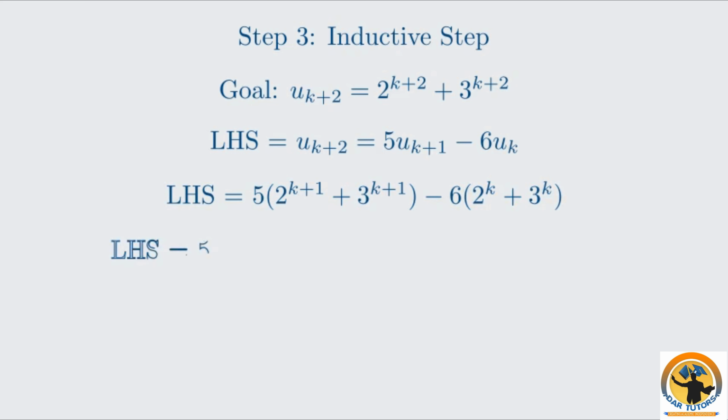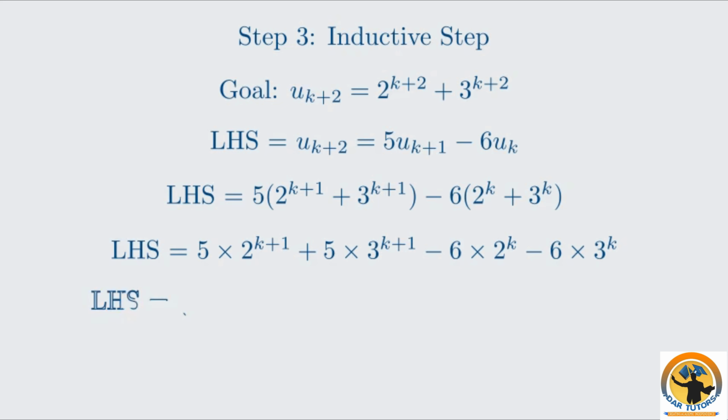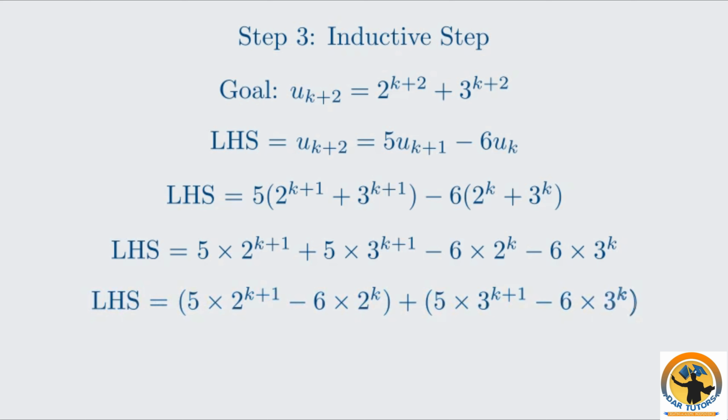Expanding the brackets gives us 5 times 2 to the k plus 1, plus 5 times 3 to the k plus 1, minus 6 times 2 to the k, minus 6 times 3 to the k. To simplify, we group the terms with powers of 2 and the terms with powers of 3. This gives us 5 times 2 to the k plus 1, minus 6 times 2 to the k, plus 5 times 3 to the k plus 1, minus 6 times 3 to the k.